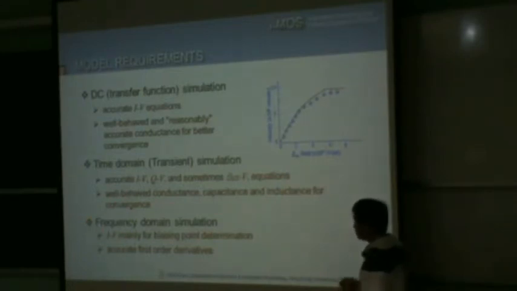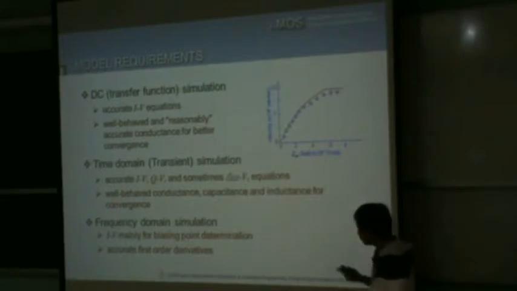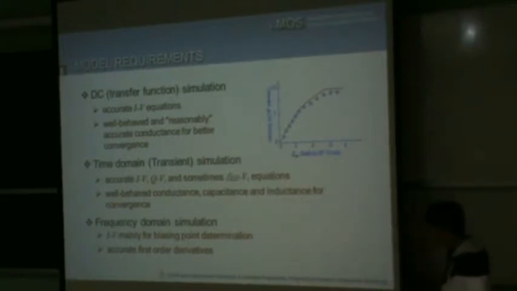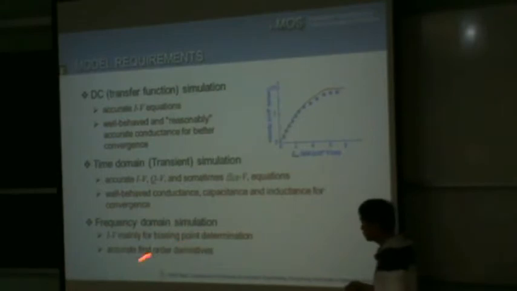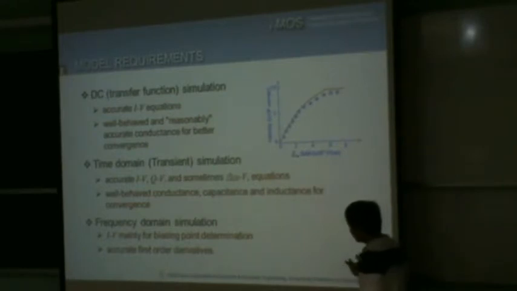So the IV equation is important, but mainly to give the biasing point. After you get the biasing point, you don't care about whether it's correct or not. And then you want accurate first order derivatives to give you the conductance, to give you gain. Of course, if you want to go to other simulations like harmonic balance, etc., you want to have accurate second order, even third order derivatives. But in frequency domain simulation, because everything is linearized, derivatives become more important than IV.